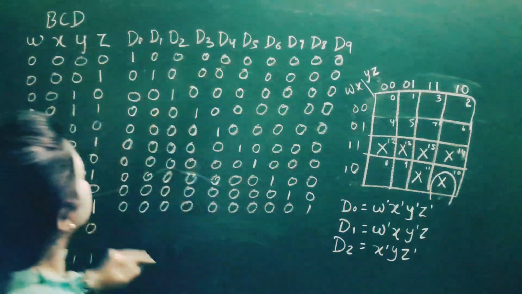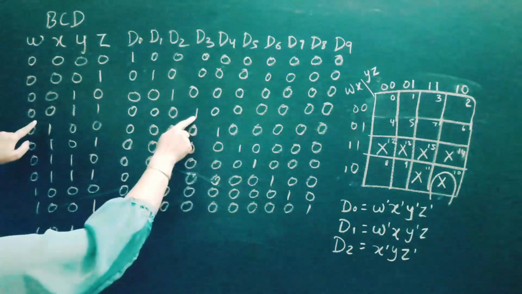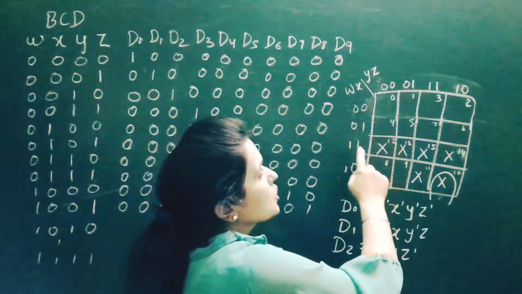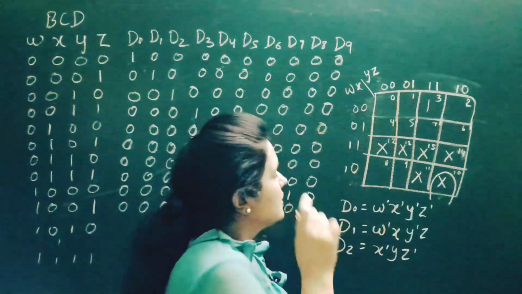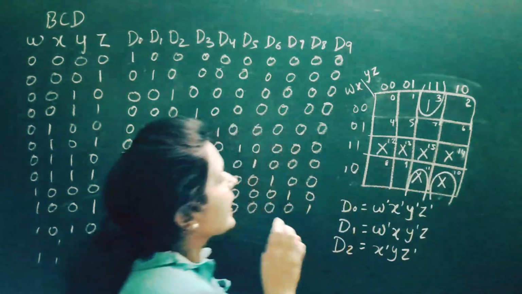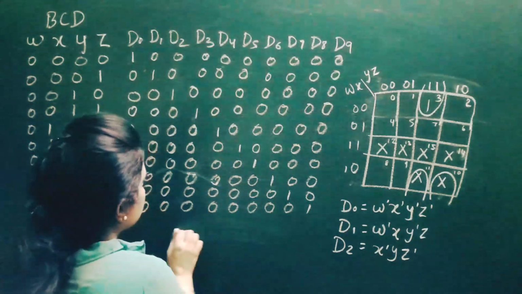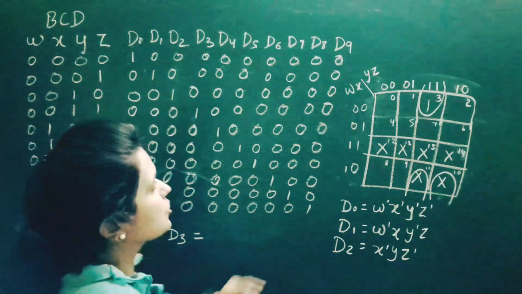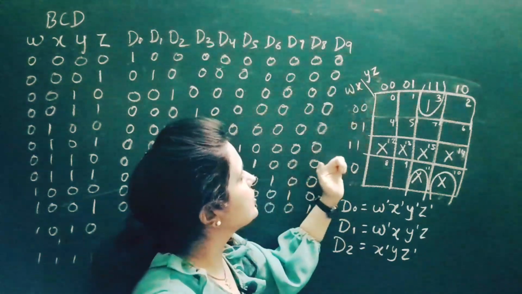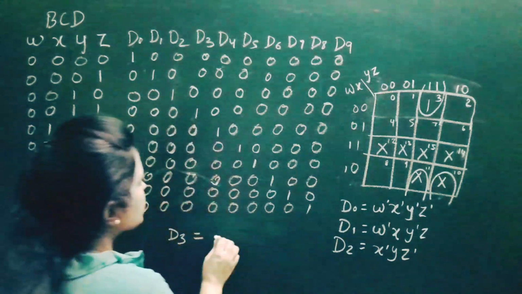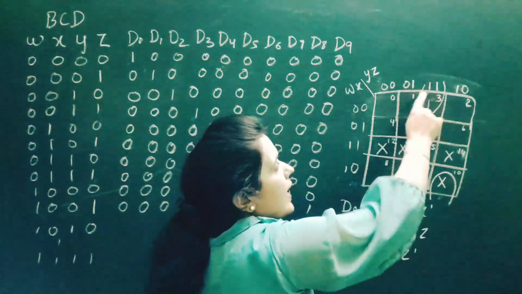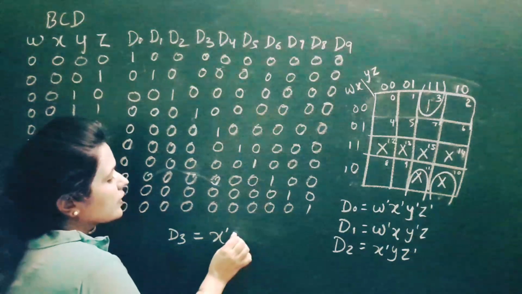Now in case of D3, we see that the value of D3 is 1 when the value of w, x, y, z is 0, 0, 1, 1. So in this case D3 is high. This 1 can also be combined with this cross. What will be the expression corresponding to D3? This group falls in these 2 rows, where the value of w is changing but the value of x is fixed, which is 0, so we write the complement of x. This group falls in this column, where the values of y and z are fixed, 1 and 1, so we write y and z.